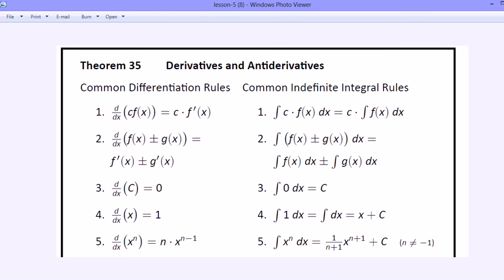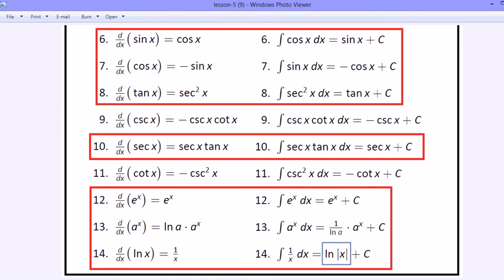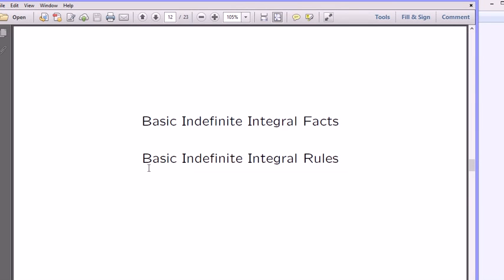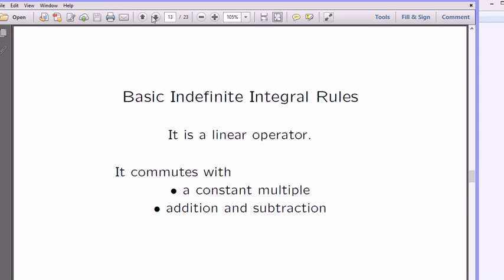Alright. Then at the beginning they listed the rules. So here is a summary of the rules. Those are the facts and here are the rules. They're like derivative rules, right? The integral symbol is actually a linear operator. The meaning of linear operator is that constant multiples go in and out, and it can go inside over addition and subtraction.